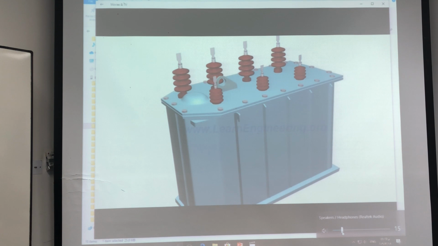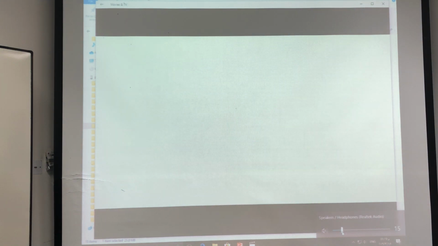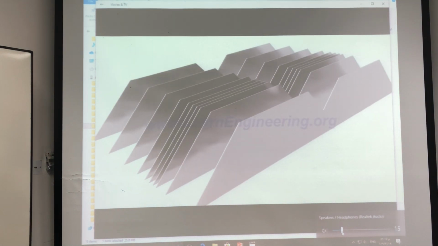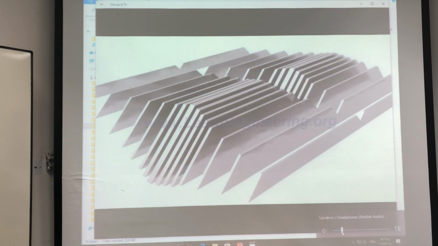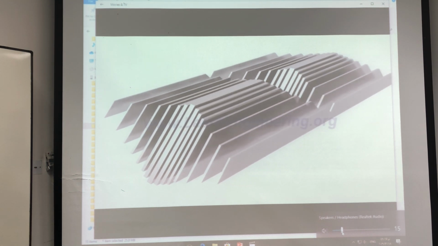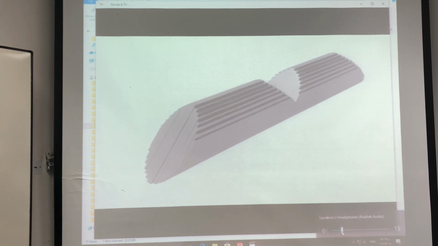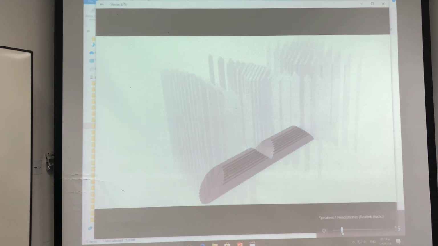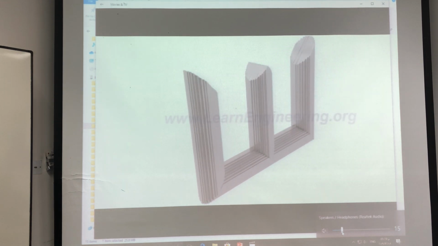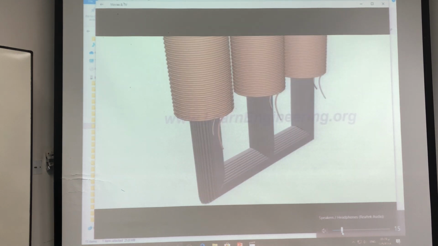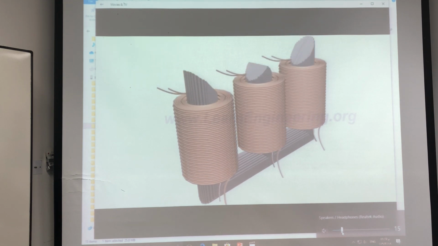The core of the transformer is made of thin insulated steel lamination. Such steel laminations are stacked together as shown to form 3-phase limbs. The purpose of thin laminations is to reduce energy loss due to eddy current formation. The low voltage windings usually sit near the core.